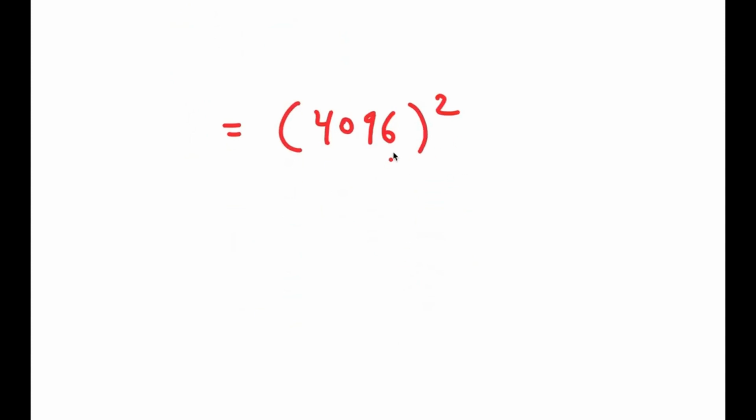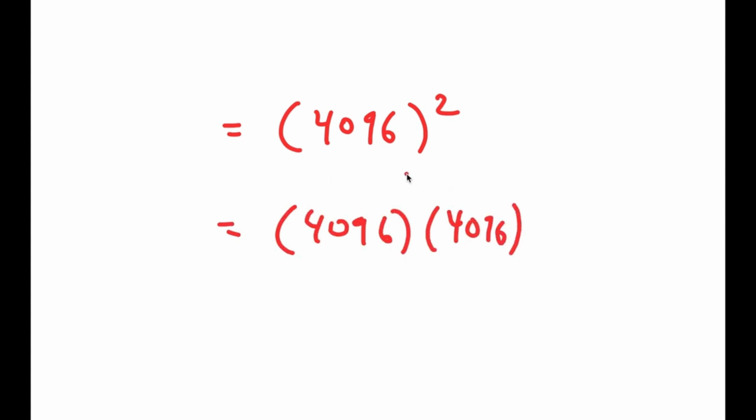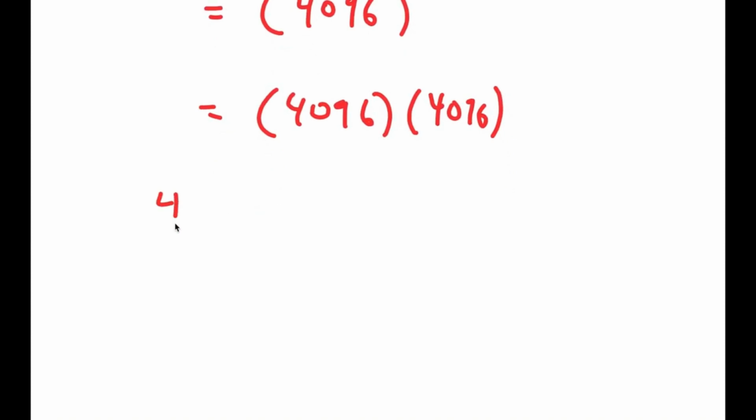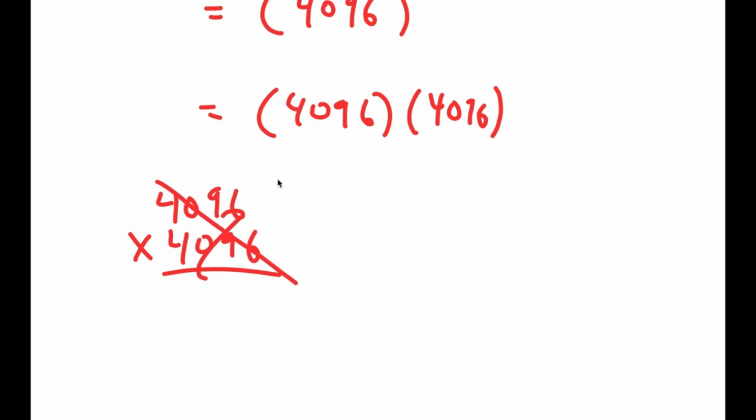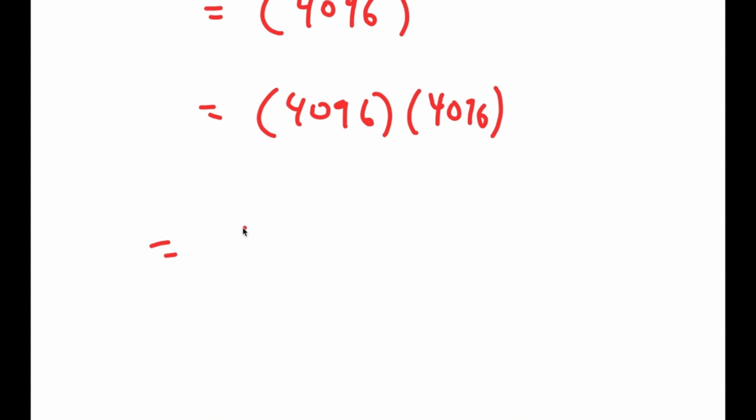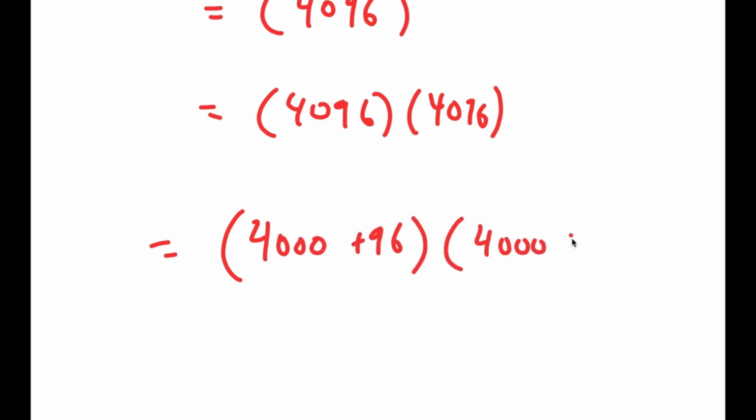Now, what most people would do, well, first of all, 4,096 squared is the same thing as 4,096 times 4,096. And from here, most people would just multiply this using the conventional method. However, this method takes way too long, and it's really easy to make an error using it. So instead, to more easily solve this, I'm going to rewrite this as 4,000 plus 96 times 4,000 plus 96.